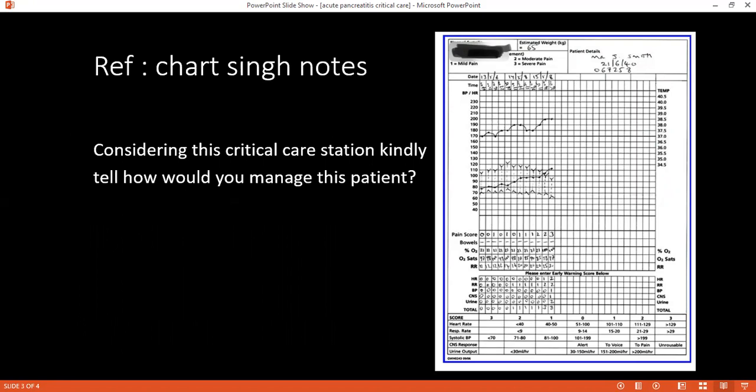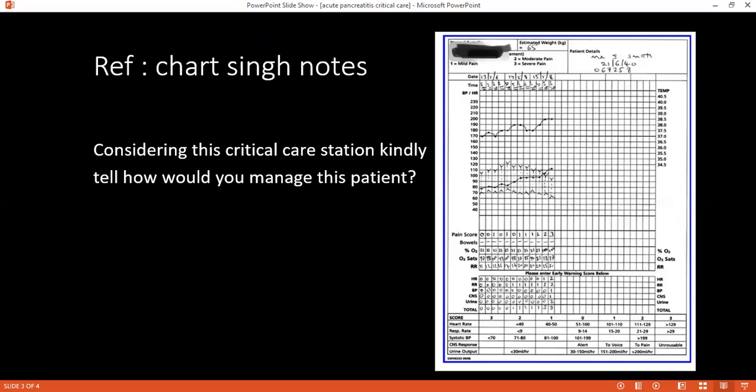Right, so if you have read and understood, considering the critical care scenario, kindly tell me, how would you manage this patient? Considering the scenario, I will first manage the patient according to the protocol. I will start with the ABCD protocol, and after taking a full history and examining the patient, I will start aggressive rehydration first.